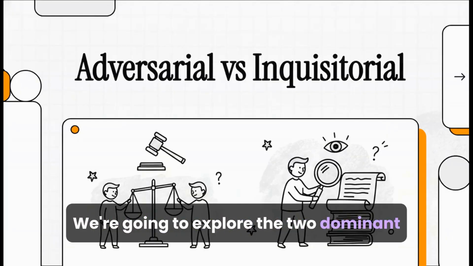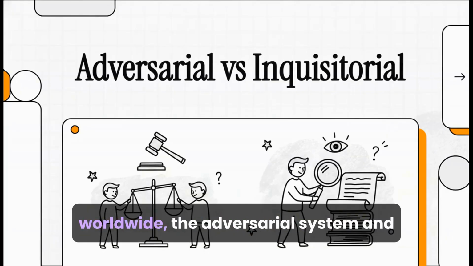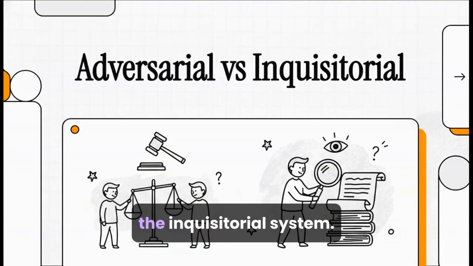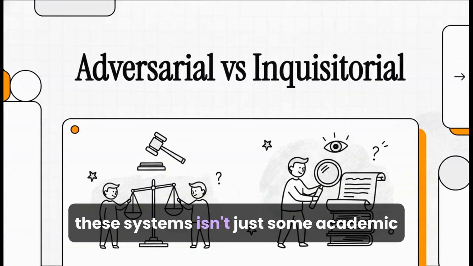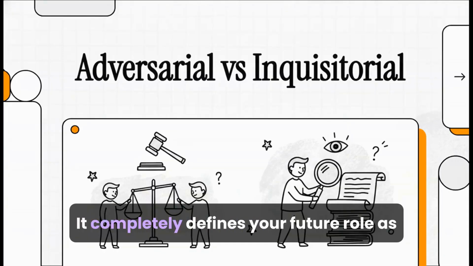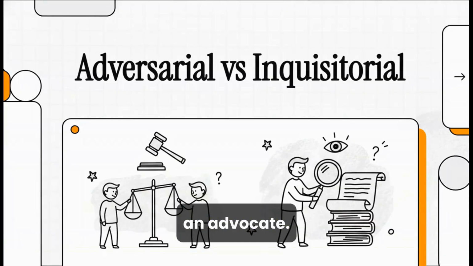We're going to explore the two dominant blueprints for dispensing justice worldwide, the adversarial system and the inquisitorial system. And getting a grip on the bedrock of these systems isn't just some academic exercise. It completely defines your future role as an advocate.